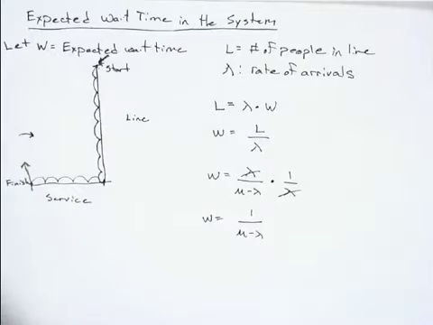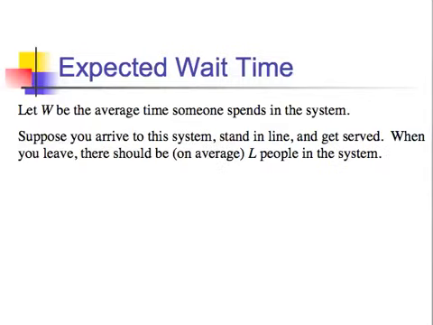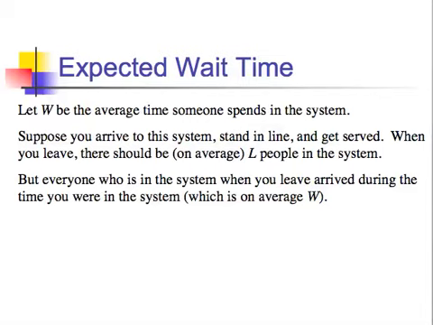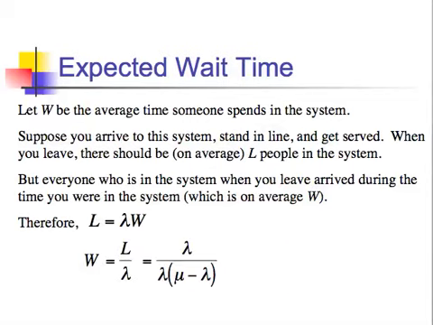And so as we go back, you arrive in the system, stand in line, get served. When you leave, there should be, on average, L people in the system. Whoever is in the system arrived while you were waiting, which is on average W. So L equals lambda times W. And you end up getting to this point where W equals 1 over mu minus lambda. That is your expected wait time. Once again, it boils down to just lambda and mu.